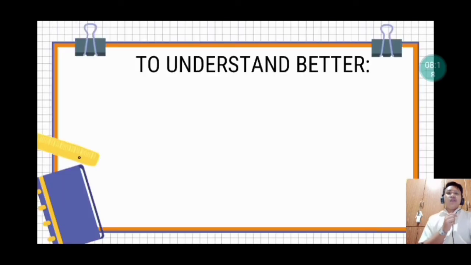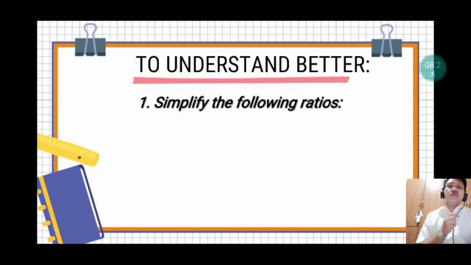So for your better understanding, I have here another examples. So all you need to do is to simplify the following ratios. First, 35:49. So I'll be giving you 2 minutes to solve this ratio, to simplify this ratio, and after that we will solve it together to find out if your answers are correct. Okay? All right, class, it's already time.